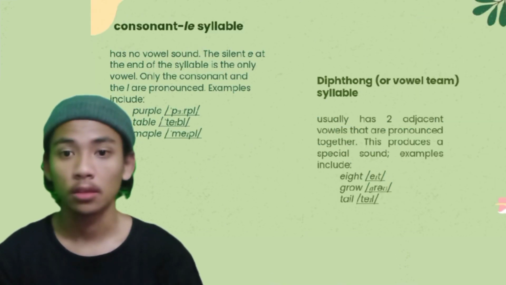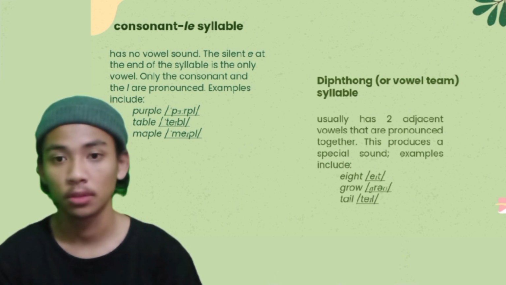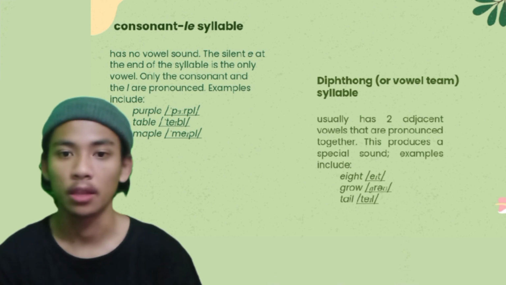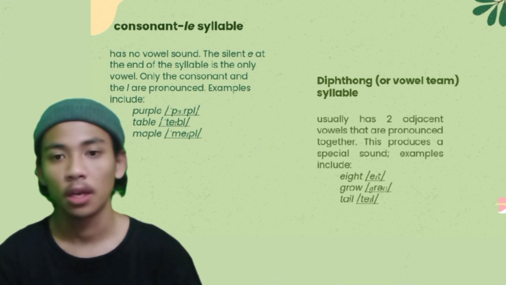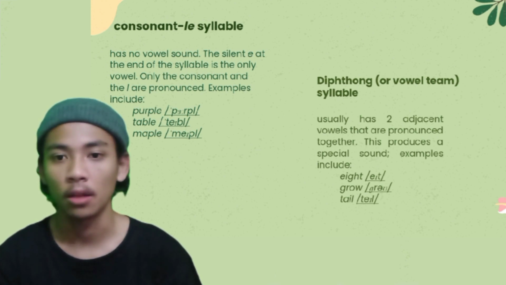Consonant-LE syllables have no vowel sound. The silent E at the end of the syllable is the only vowel. Only the consonant and the L are pronounced. Examples include purple, table, maple.